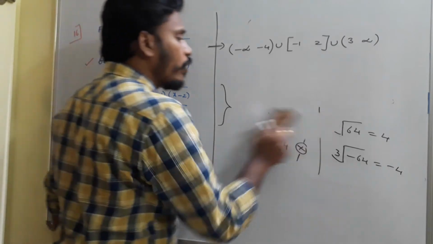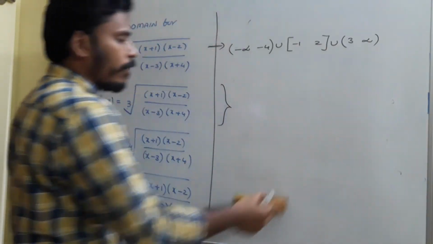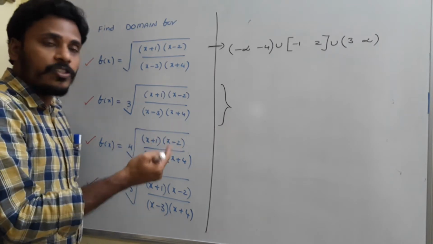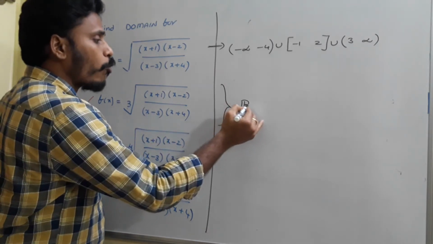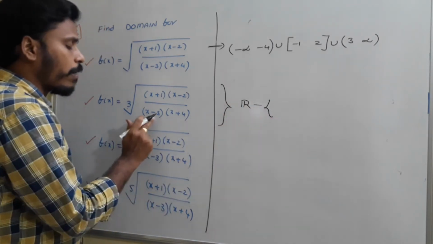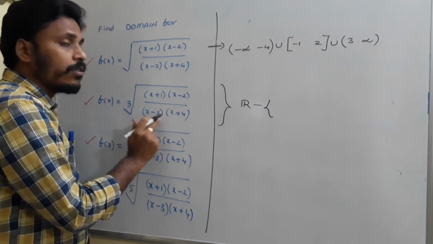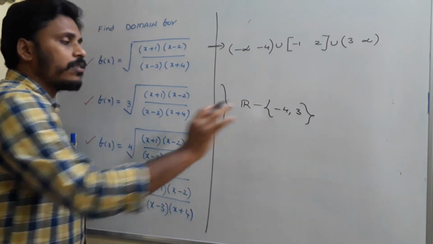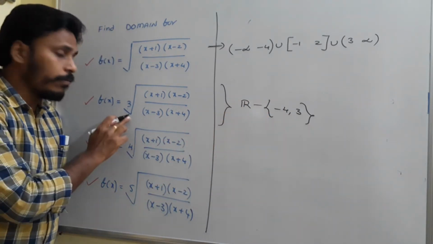Just the values we need to remove from the real numbers are those x which make the denominator 0. That's why the domain for this problem is all the real numbers minus the values at which the denominator is 0, which are minus 4 and 3. There the second one ends.